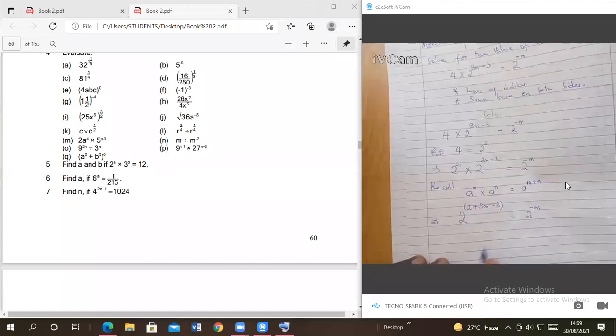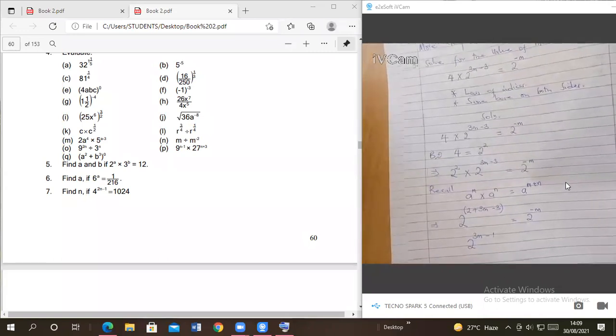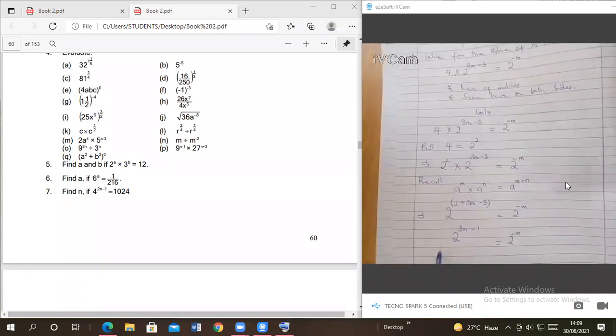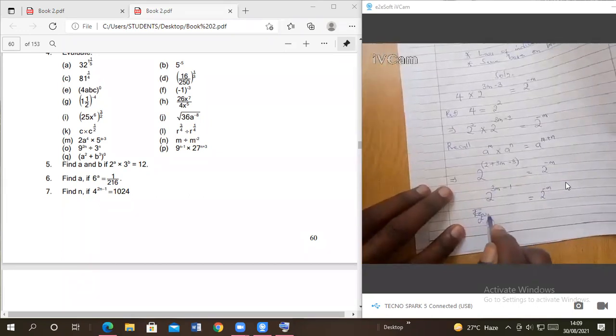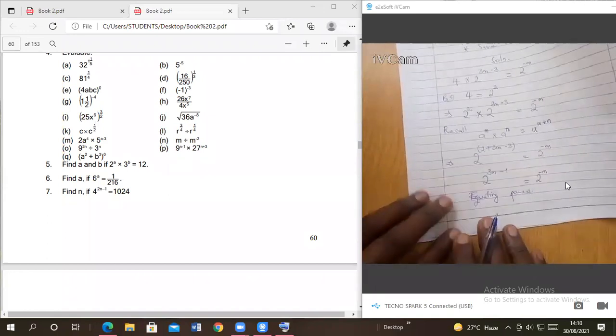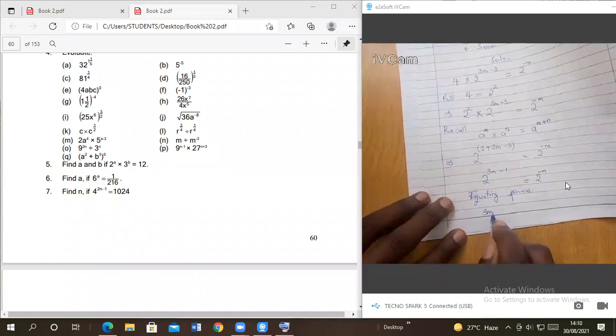So when you simplify that, we shall have 2 minus 3, so this one will give us 3m minus 1 equals 2 to the power negative m. So you see now they have the same base. So what we do, equate the powers. When we equate their powers, we shall have 3m minus 1 equals negative m.